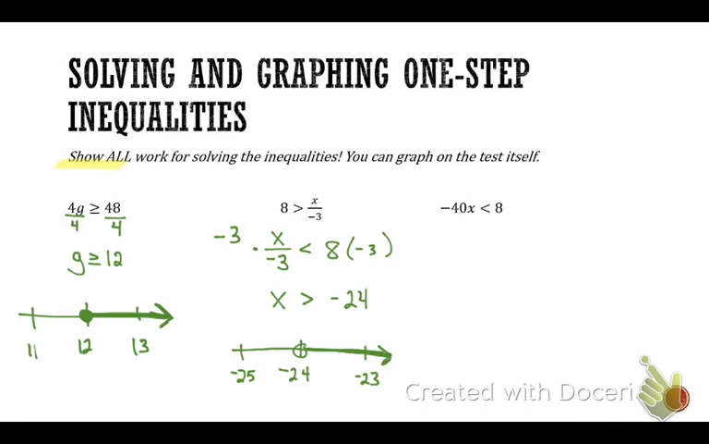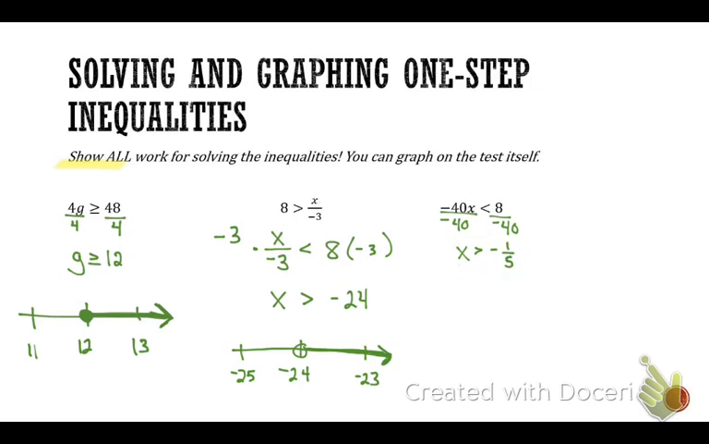All right, now we've got a negative connected again to our variable. Okay, so remember what that means about what happens to our inequality. And again, it's only with multiplication and division. So if I divide both sides by negative 40, x is now greater than negative 1/5. All right, well, this is a pretty interesting solution to have to graph, right?